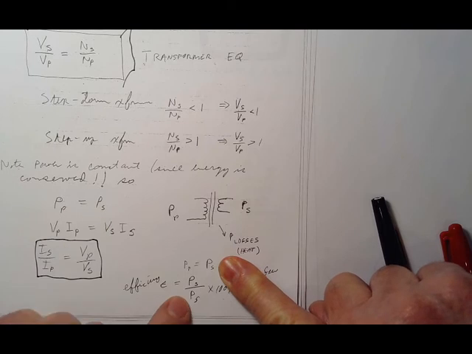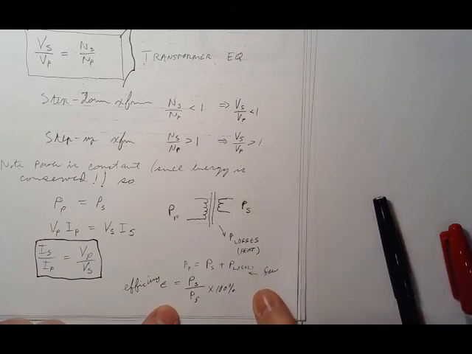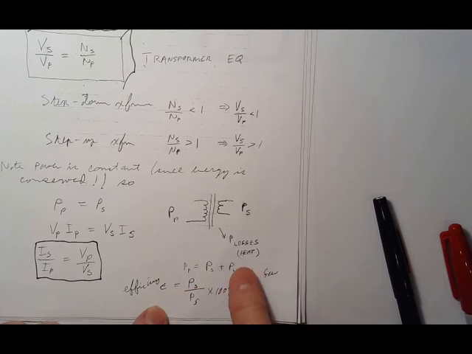Primary power is secondary power plus losses. If I get some losses, some heating losses, then I lose some of the primary power, and I get less power here than I get there. Okay, the efficiency, accounting for those losses, is this secondary power divided by that. Real transformers are not 100% efficient.